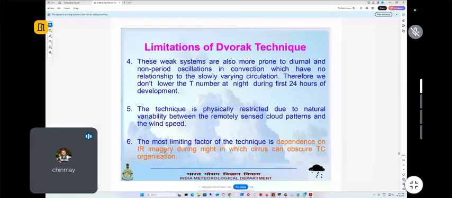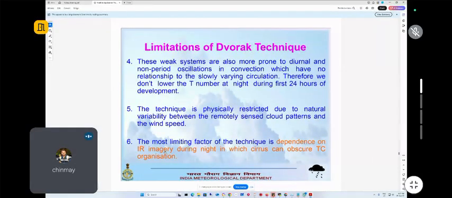Finally, one of the most important limiting factors of the technique is its dependence on IR imagery at night time, in which cirrus clouds can obscure the TC organization. So you are trying to measure the cloud features, but because of cirrus you are not getting very well the low or medium clouds. It is obscured because of the presence of cirrus cloud during night time.